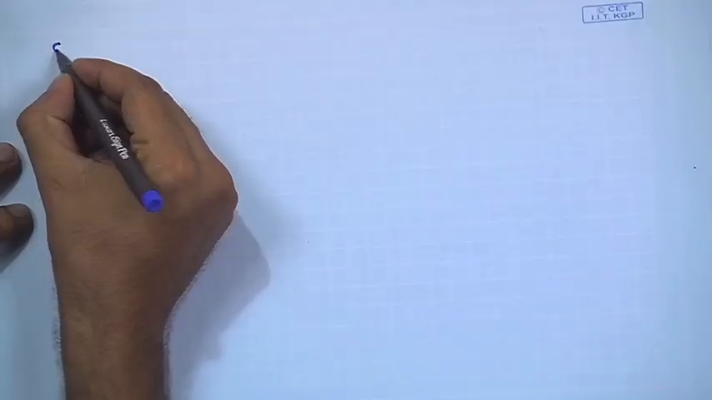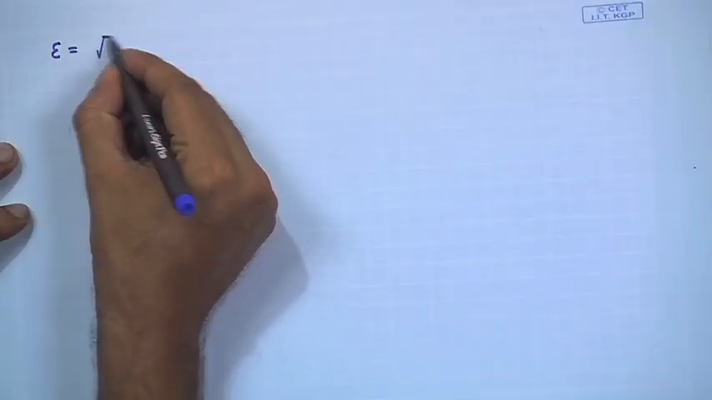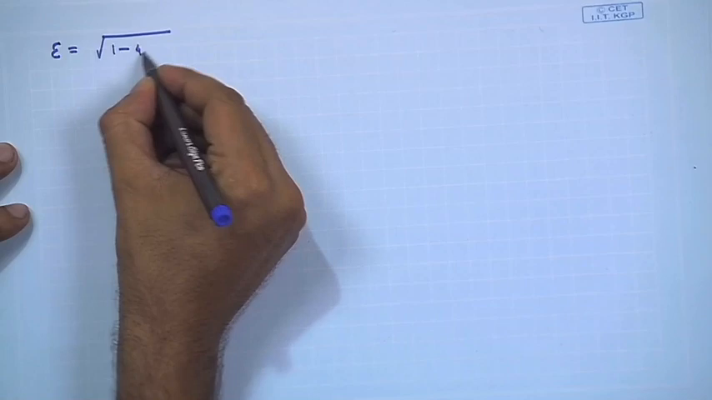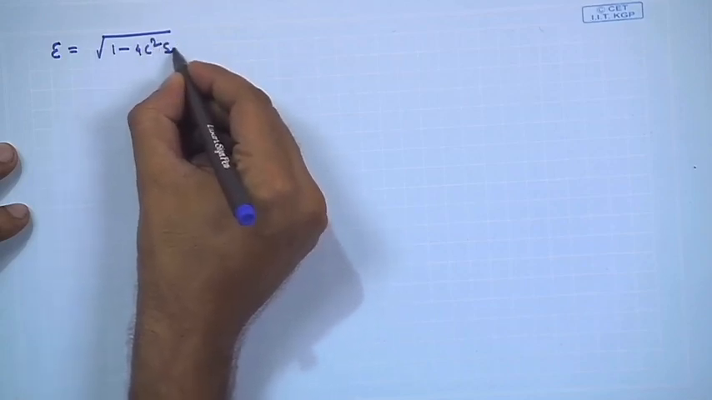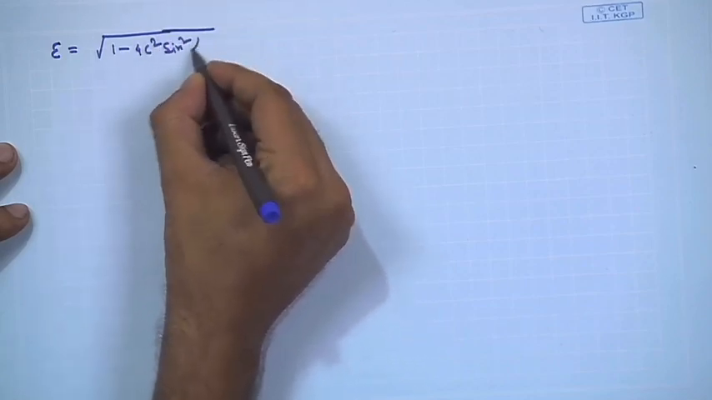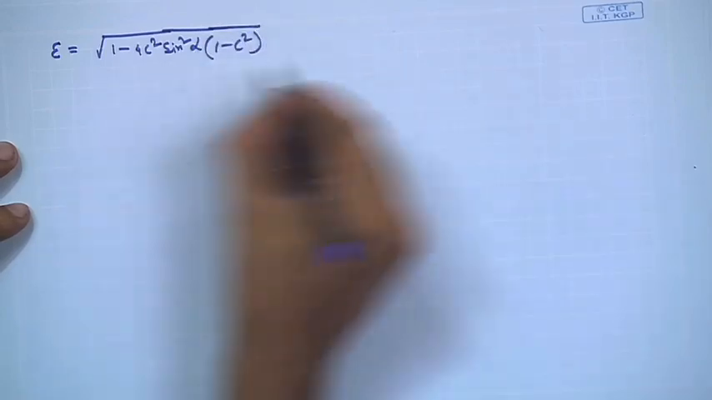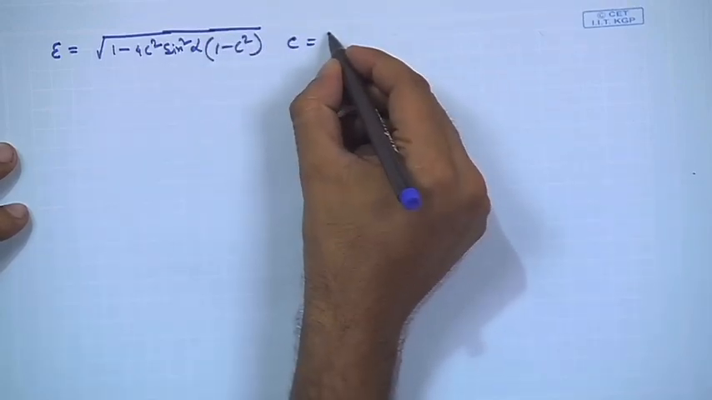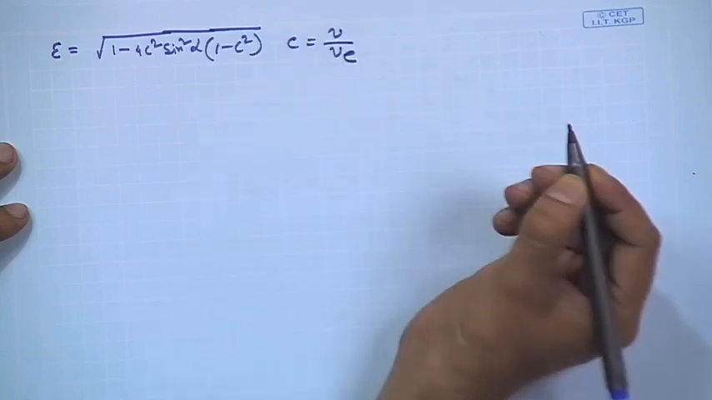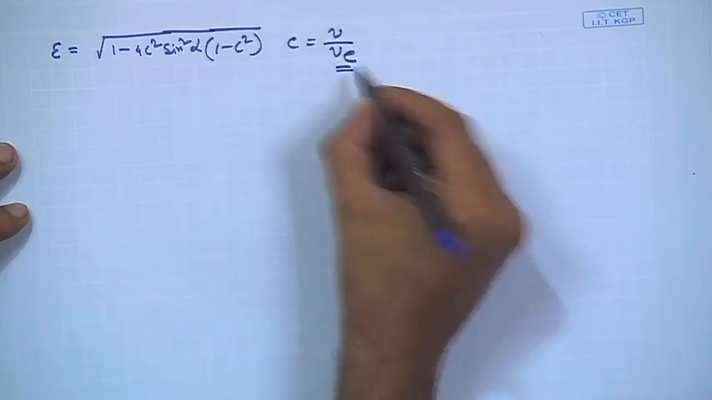Now, let's quickly recall the concepts we have learned about orbit transfer and the theory of orbits. First of all, the eccentricity epsilon we can write as the square root of 1 minus 4 c square sine square alpha into 1 minus c square, where c is equal to v by ve, ve being the escape velocity.